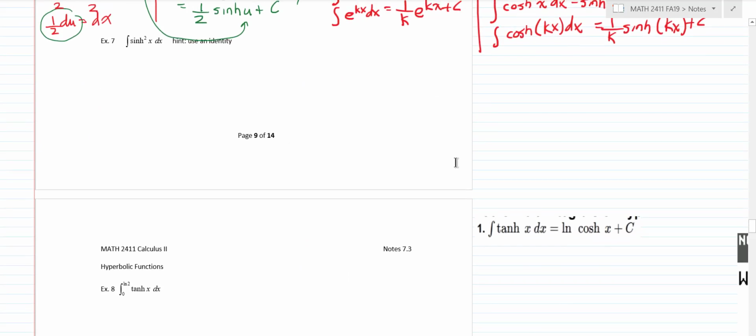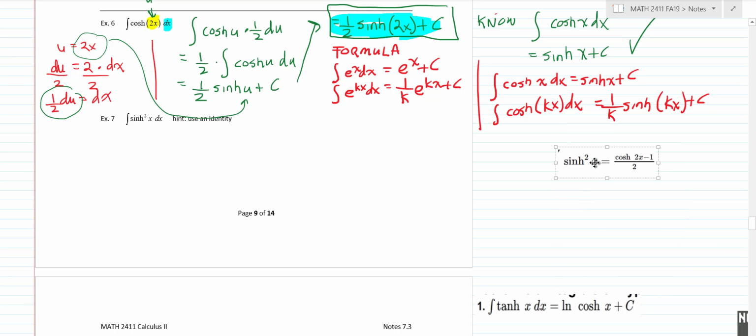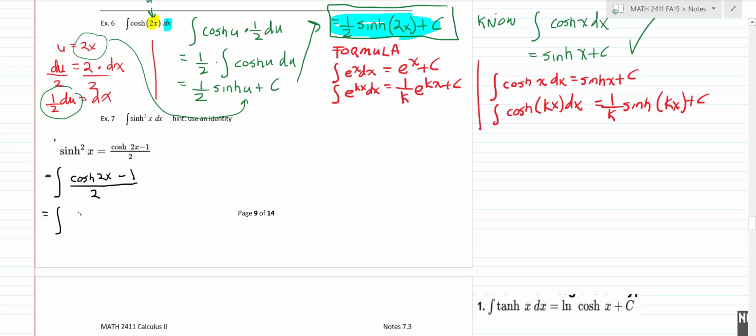Okay, so I'm just going to paste this on here, and then we're going to take a look at this identity and use it. U substitution won't get you anywhere. You just need to change it to this. So we're going to rewrite this as the integral of cosh of 2x minus 1 over 2. Now the way we do that is we split it up, and I need to put my dx there. So I get cosh 2x over 2 minus 1/2 dx.